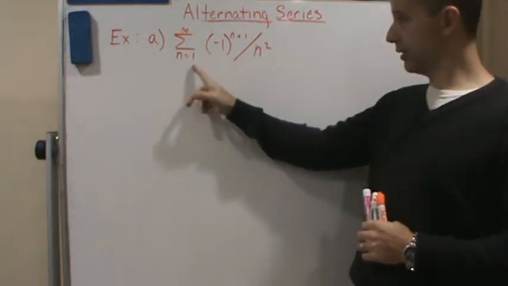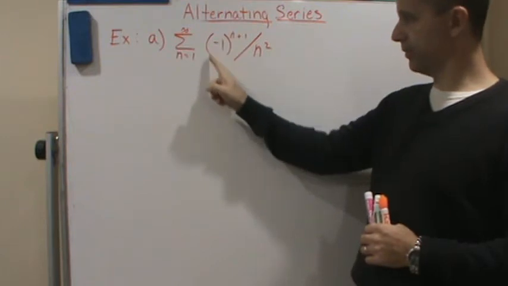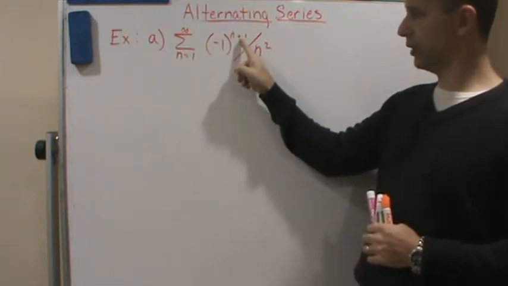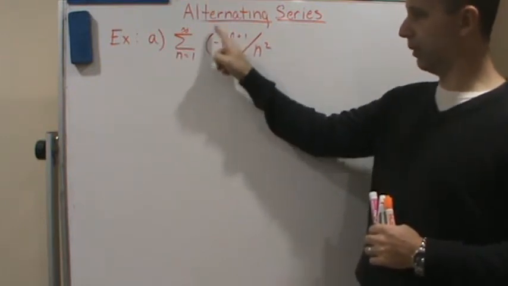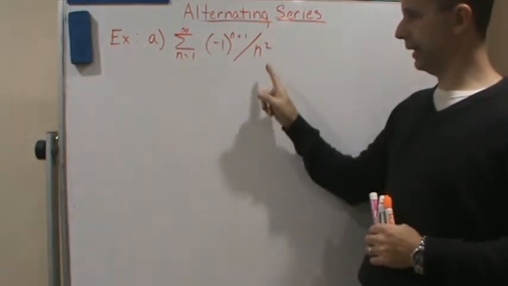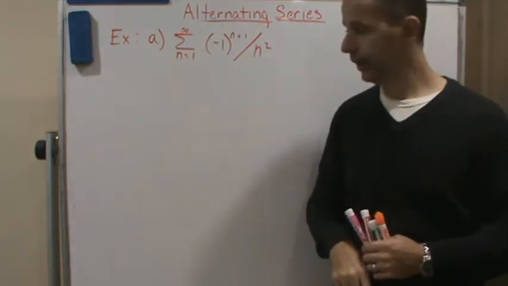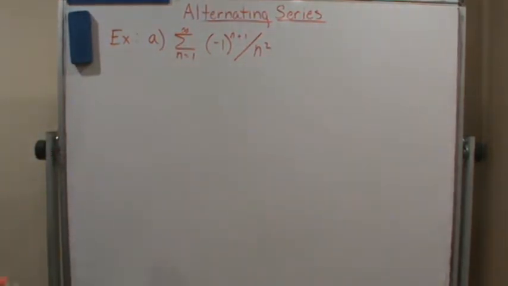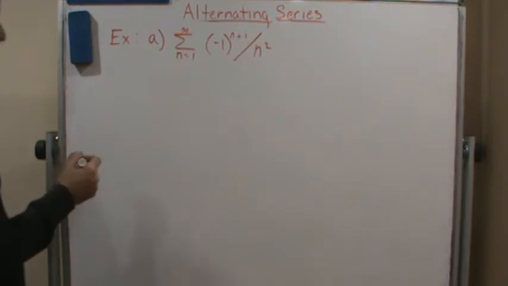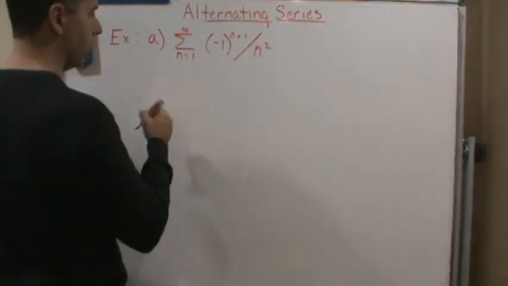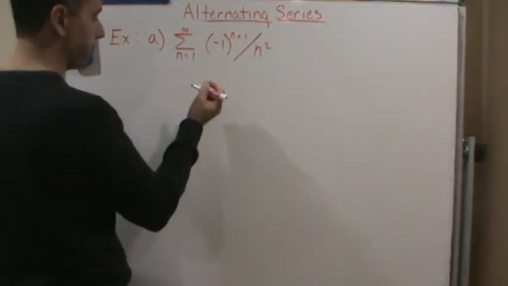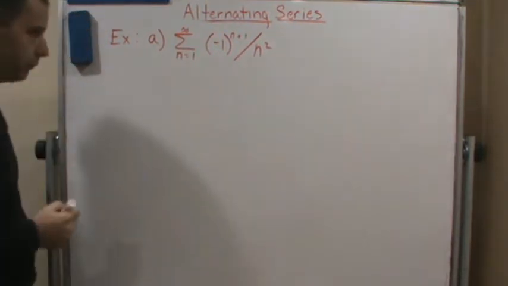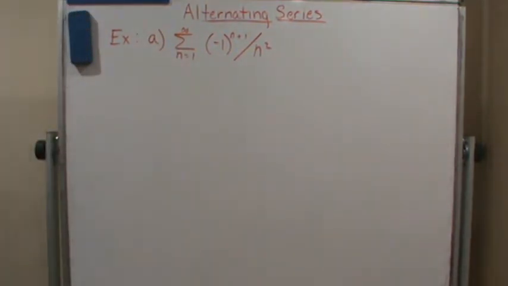We have this series, which is an alternating series, and we have -1 to the n plus 1 power divided by n squared. Okay, so all we have to do is show that those two conditions are satisfied. Okay, so first of all, let's look at the term. Right? So what's the terms? We can show, again, that the terms are decreasing.